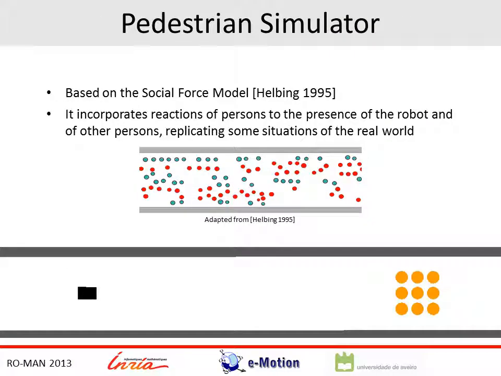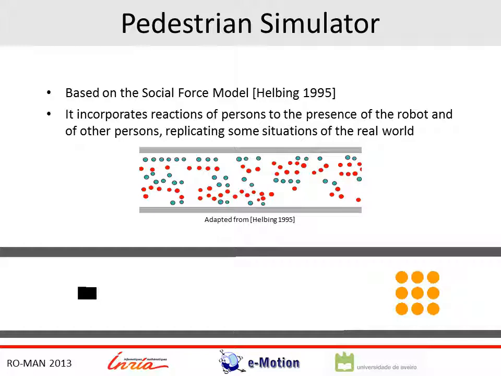In the second part of the experiments, we created a pedestrian simulator based on the social force model from Helbing. It's interesting to use a pedestrian simulator because then we can take into account the reaction of persons to the presence and to the motion of the robot.